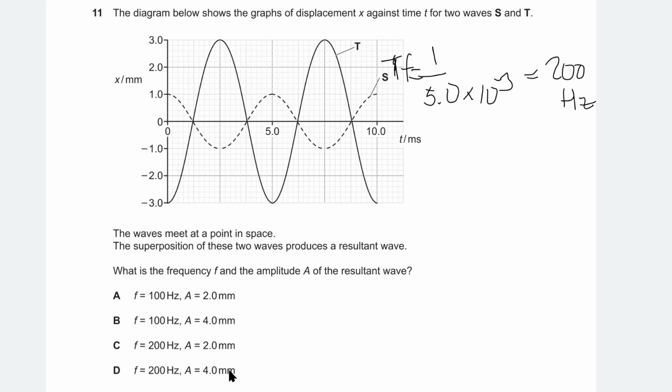Let's have a look at the actual amplitude. So the waves have the same frequency, but their amplitudes are opposite, so pretty much in antiphase. So we're going to have to take them away. One of them is 3, but the other one is negative, so it's minus 1. So what we need to do when we add them up is, well, we're going to get 2 millimeters. Correct answer is C.